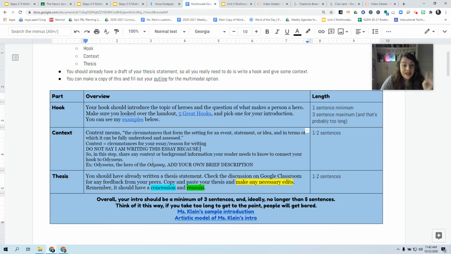In this step, share any context or background information that your reader needs to connect your hook to Odysseus. So for example, Odysseus, the hero of the Odyssey, and then you can add your own brief description. So going back to my previous example, imagine you're walking down the street and you hear a cry for help. What would you do? Odysseus is not a hero. And you're like, wait, what's the connection? Now let's add some context for connection.